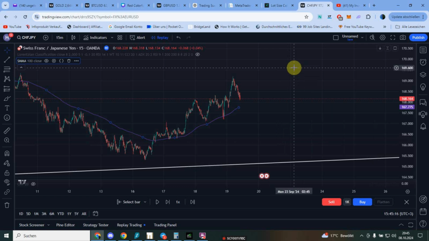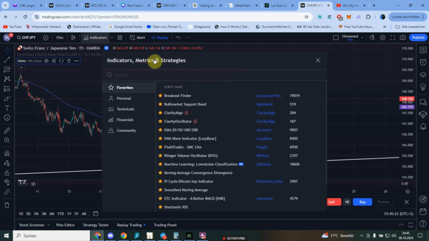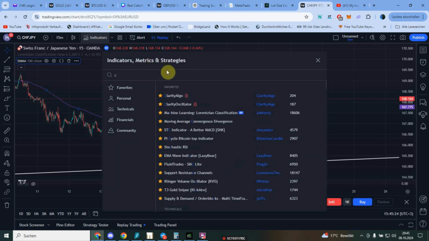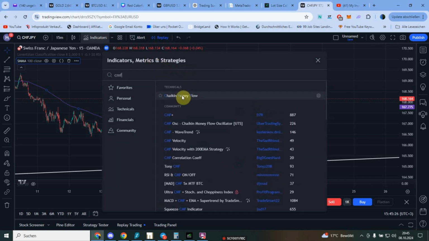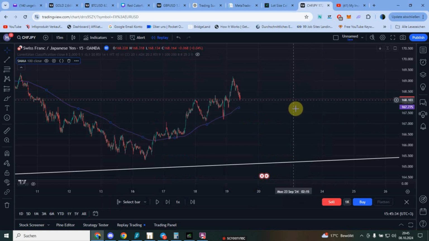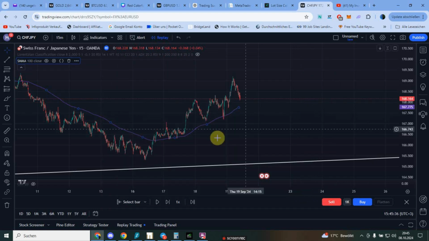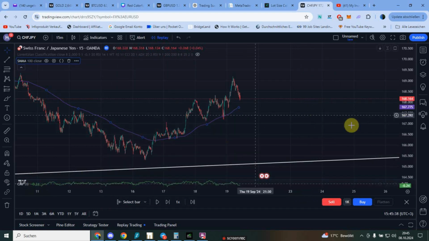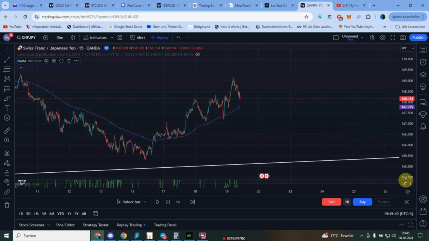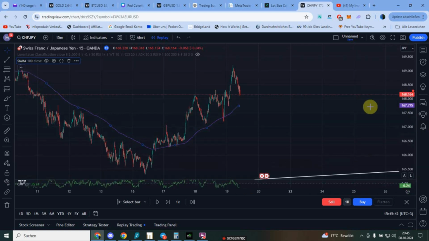The second indicator that you need is the CMF indicator. You type in here in the indicator tab CMF. It's called Chaikin Money Flow. This indicator tells us where the money is flowing, more on buys or more on sells. Then you put it also on your chart, and then let's take a look.